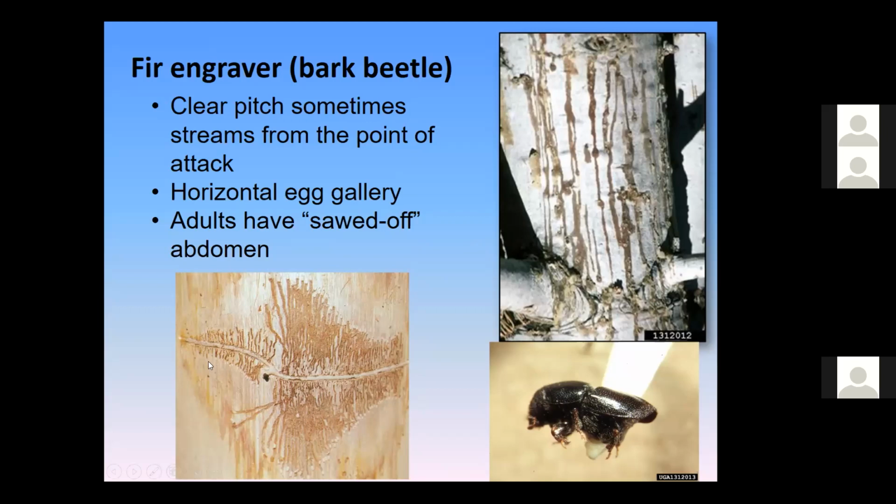It makes this horizontal egg gallery. See, there's an adult right there, female again. So if the tree was standing and you're looking at the stem here, you cut the bark off, instead of having the egg gallery go up and down like those others I was showing you, it goes across the grain. And then the larvae mine up and down from there. So that's a real distinctive gallery pattern that helps you identify this. If you see that across the grain gallery in hemlock or silver fir, then it might be something called silver fir beetle, which is really closely related to this.